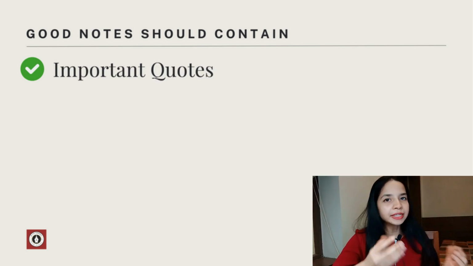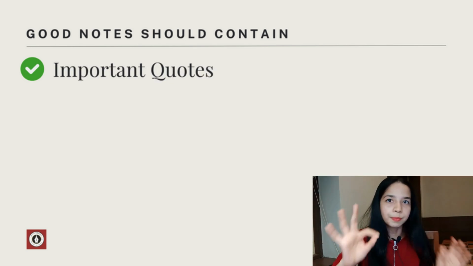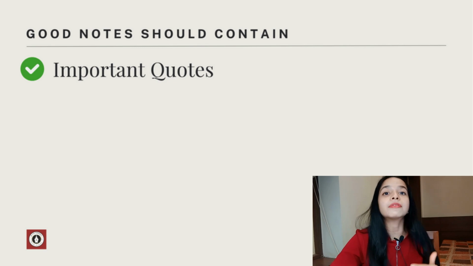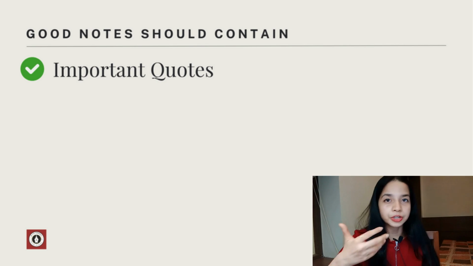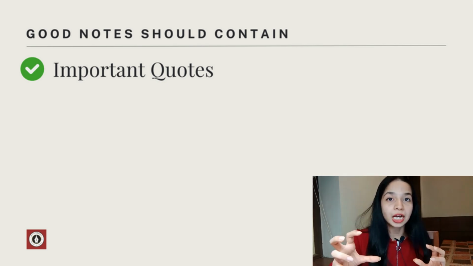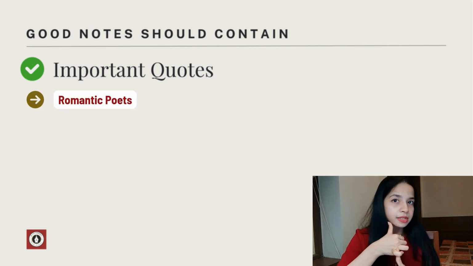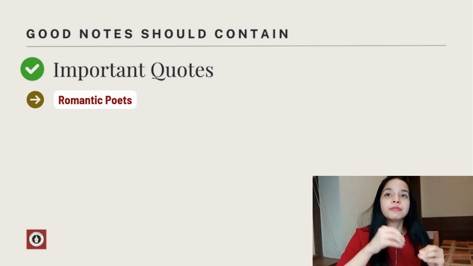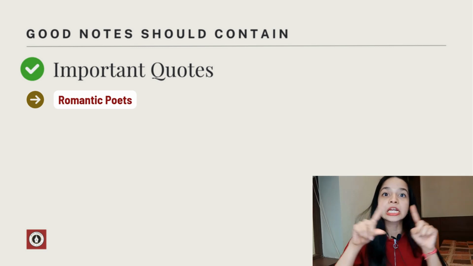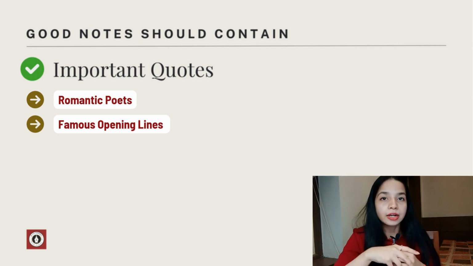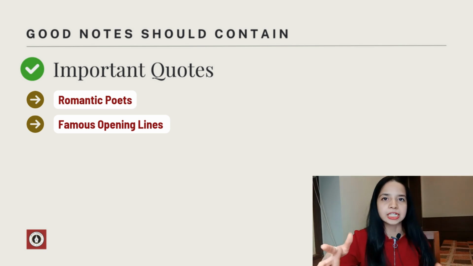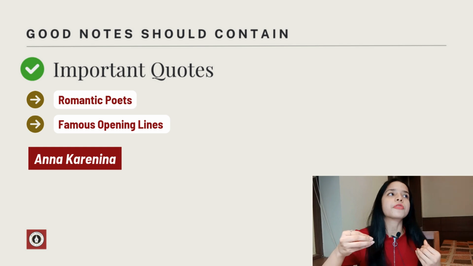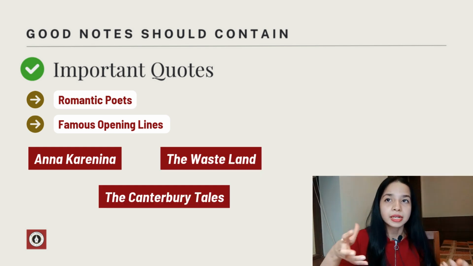Right? And finally, the third thing that should be there in your notes are the famous quotes. If you look at the previous year question papers, you will realize that there are certain quotes asked related to the romantic poets, especially. Secondly, you will find quotes as in the first lines of the major works, right? So make sure you know the first lines or the opening lines of some of the major works like Anna Karenina, or for that matter, The Wasteland, Canterbury Tales.